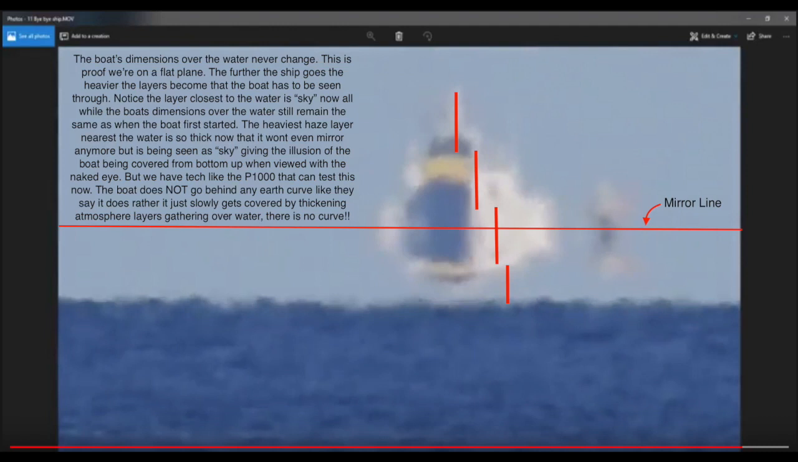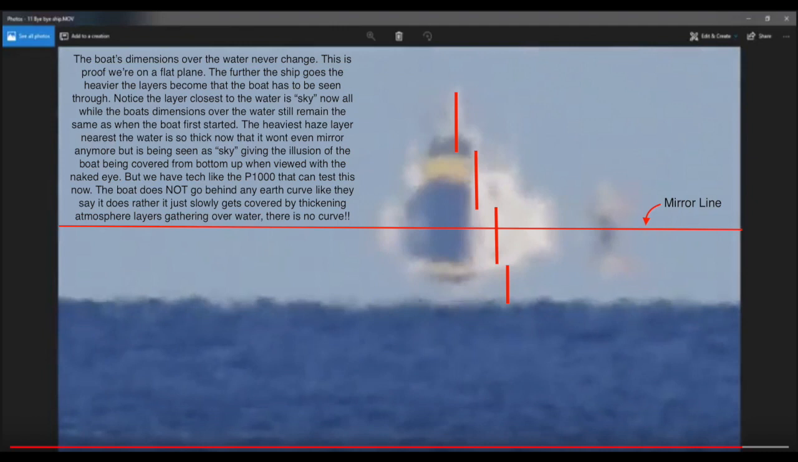But as the boat continues to go further, that mirror line will get thicker and thicker, working bottom up. So the sky will work its way up from the bottom of the boat, while at the same time, the dimensions of the boat, the size of the boat, remain the exact same over the water the whole time. This is proof the objects go behind a thickening atmosphere, not Earth curve.